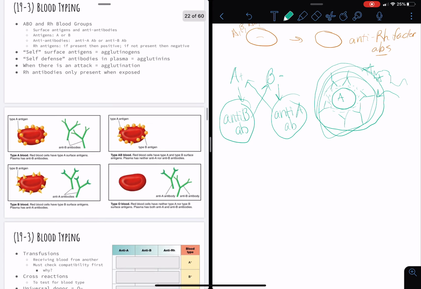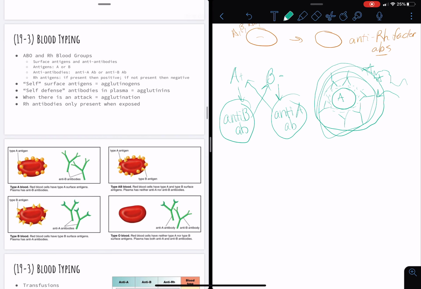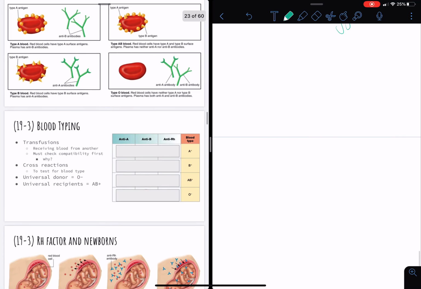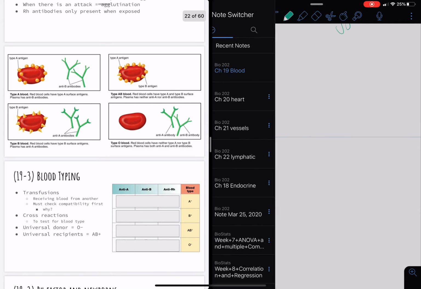And so here, this picture I really like, I should also mention that whenever we have all these antibodies attached, that's what we call agglutination. Agglutination is the process of having all of these antibodies actually bind to those cell surface antigens. Okay, now I want to go through this picture first before we keep going.